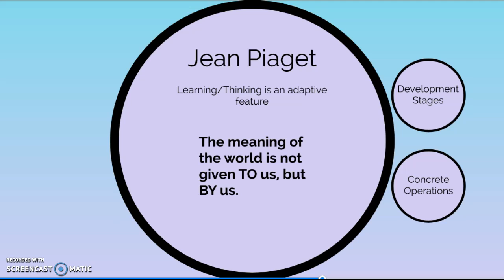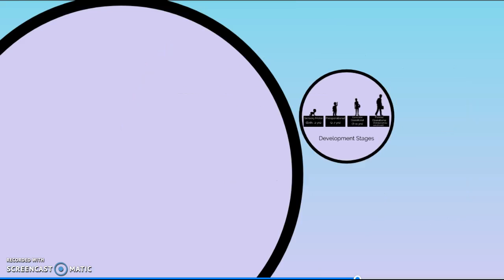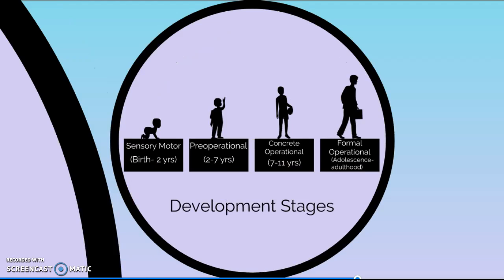He also believed that children construct a schema for complex activities that they learn. A schema is the comparison of the human brain to a computer, which is similar to a computer program. Piaget believed that the meaning of the world is not given to us, but by us. We figure out the meaning of the world by ourselves. Piaget created developmental stages in which he believed humans went through.